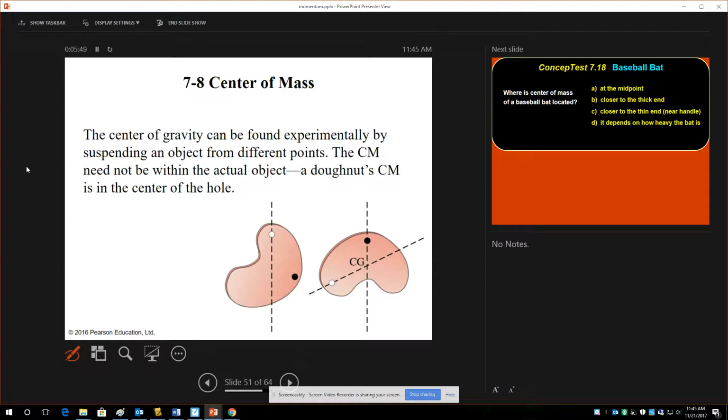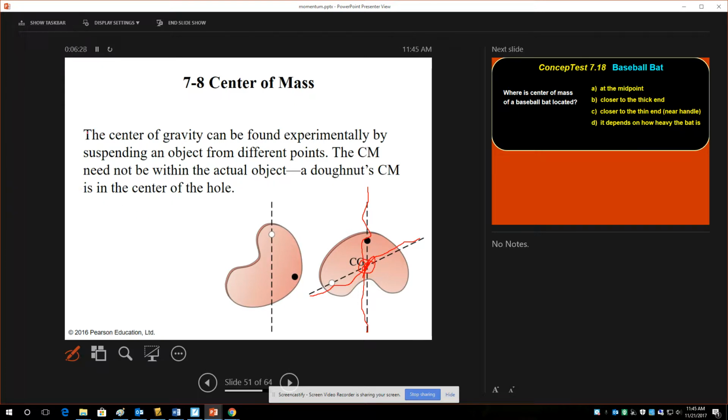You can find it experimentally by suspending an object from different points. The center of mass does not need to be within the actual object. The center of mass or center of gravity is the place where the lines continuing straight down below where you suspend the object crisscross. We're looking at suspending this object from the white dot and the straight line below that, and then turning it and suspending it from the black dot and the straight line below that. Then the center of mass or center of gravity is the place where those lines intersect.